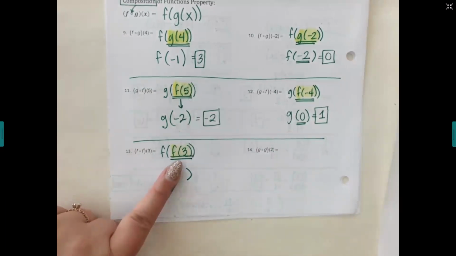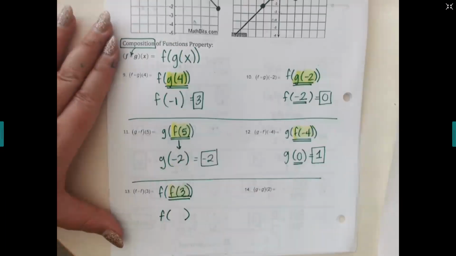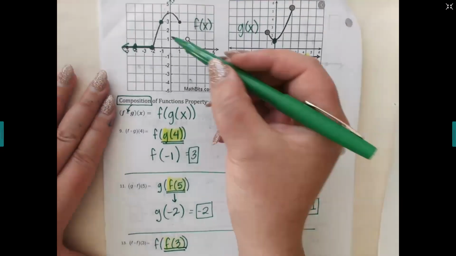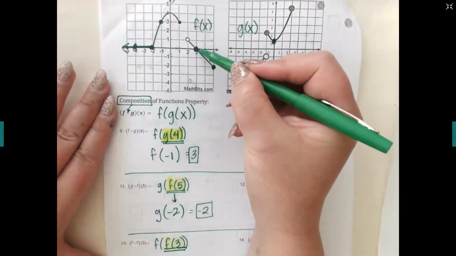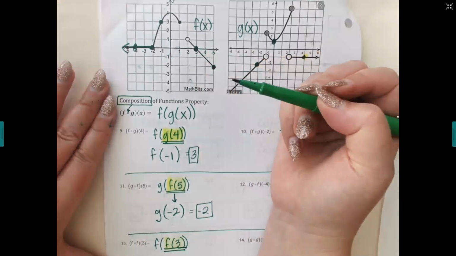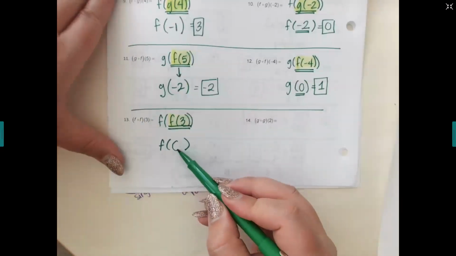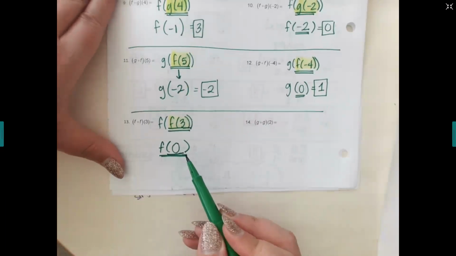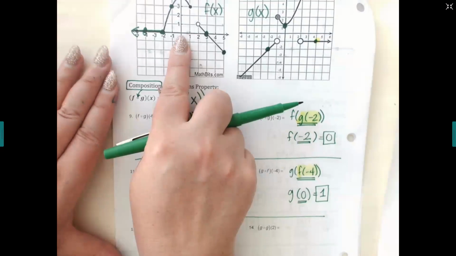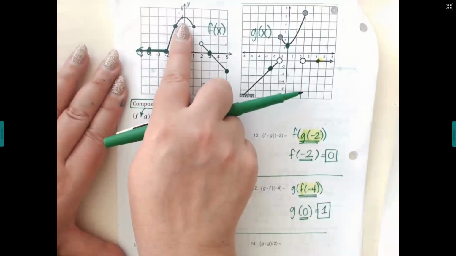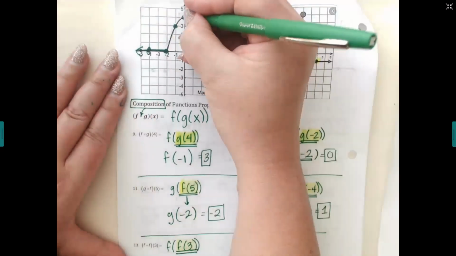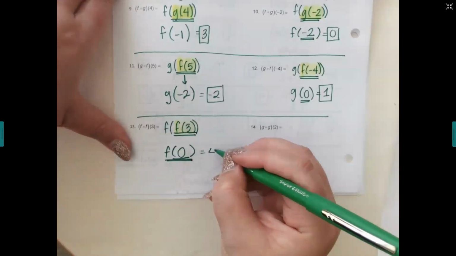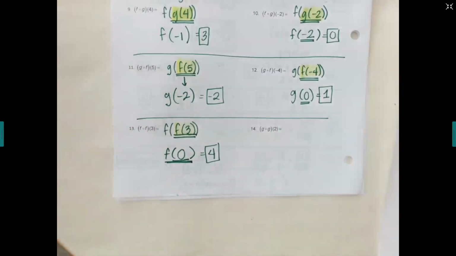So let's find F of 3. F of 3 in my graph is right here, so that would be 0. And then put your 0 right here. Now that I want F of 0, I'm going to go back to the same graph again, but now I'm at 0. Looking for the Y value, I see that it's up here at 4. So F of 0 is 4. Okay, so that is how you do it with graphs.